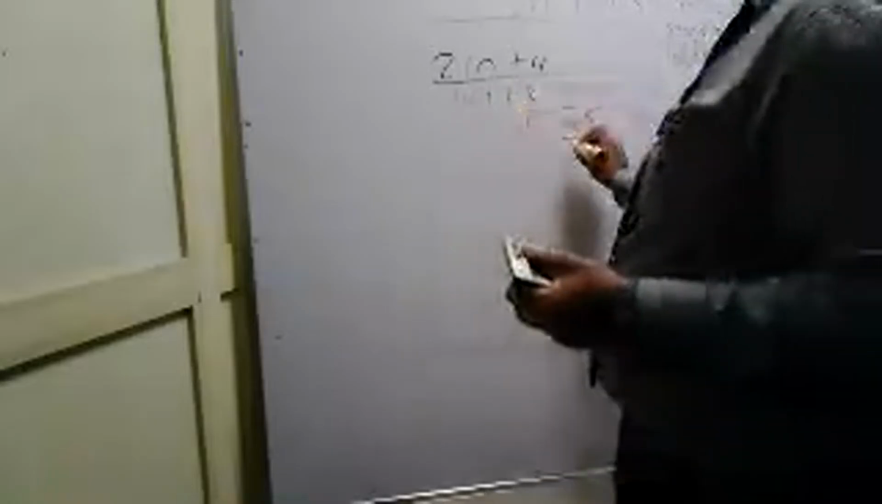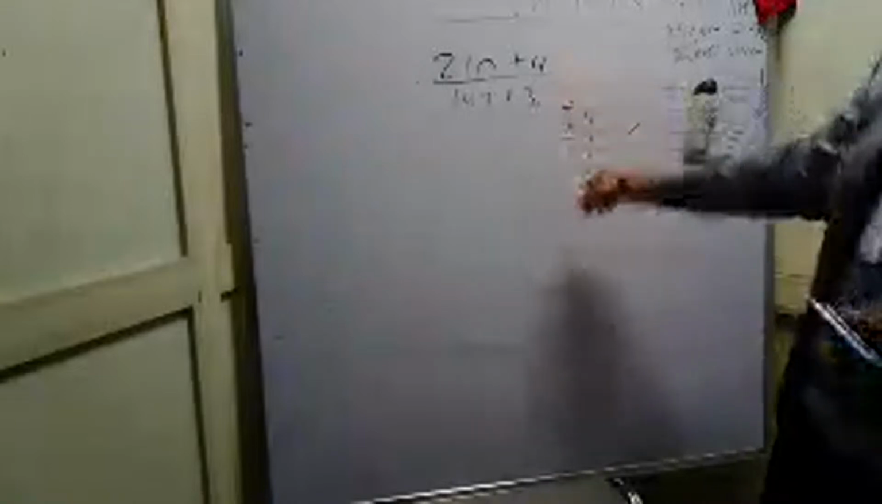14 plus 3 is 17. Irreducible. There is nothing that can cancel again. For 25 and 17, there's nothing that can cancel, and 17 is a prime number, so nothing can cancel out 25 and 17. Let's check for n equals 2. I'm not sure this is the correct question, but it's something in this sense.